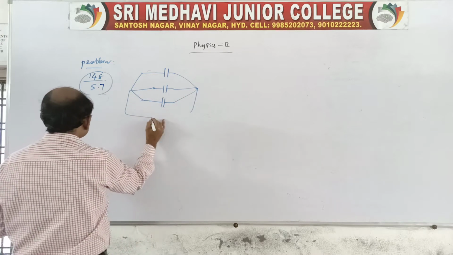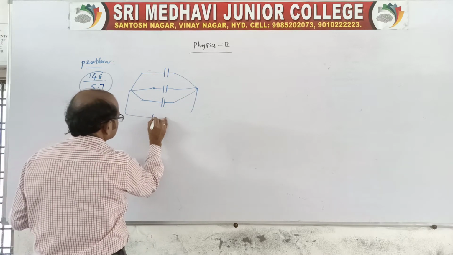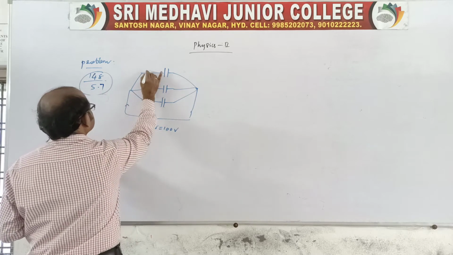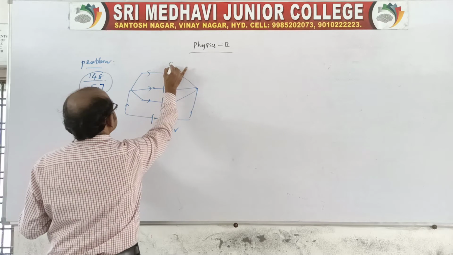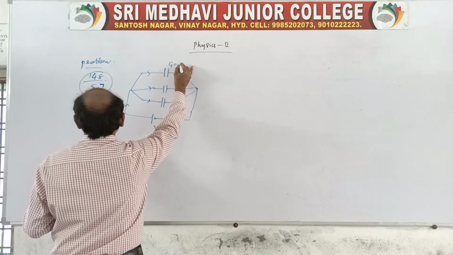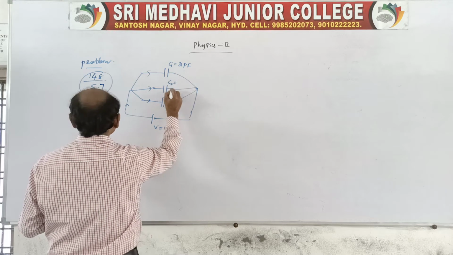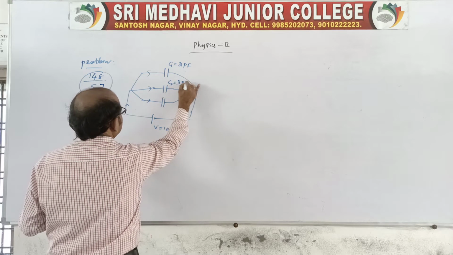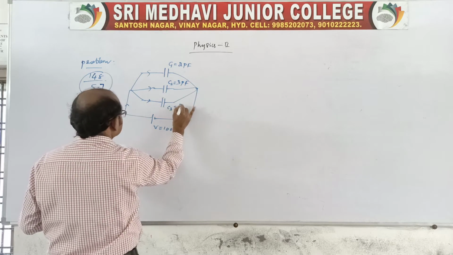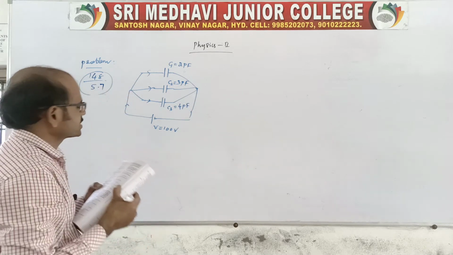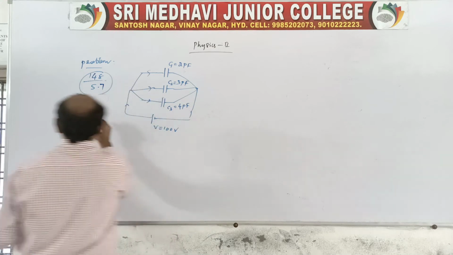Right, which is connected to the supply of batteries. Of course, here 100 volts is given and the charge is divided. C1 is given as 2 pF, C2 is given as 3 pF and C3 is 4 pF, connected in parallel. What is the total capacitance of the combination?